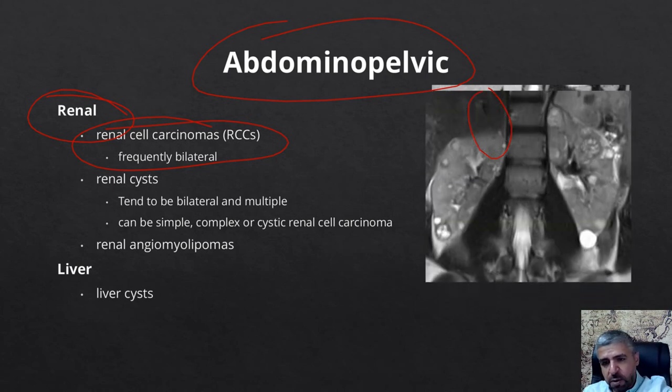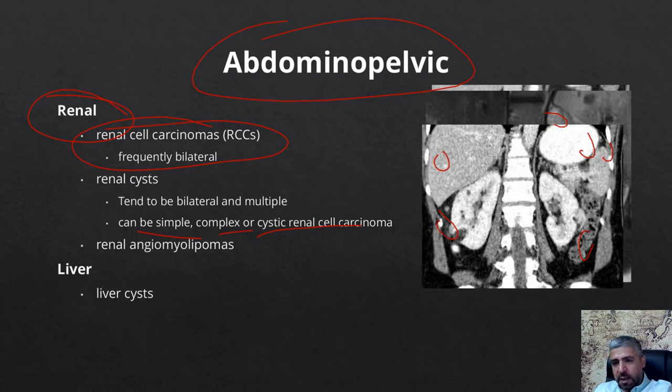The renal cysts tend to be bilateral, tend to be multiple. Like you can see in this MRI image, there are multiple, innumerable, bilateral, variable size cysts. They can be simple, complex, or even cystic renal cell carcinoma. So we have to be careful with these tumors. Also, we have multiple renal angiomyolipomas. As you can see here, there are multiple fat-containing lesions in both kidneys, and they are typical of renal angiomyolipomas.